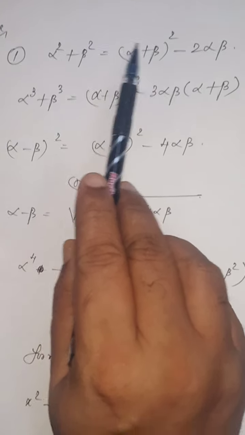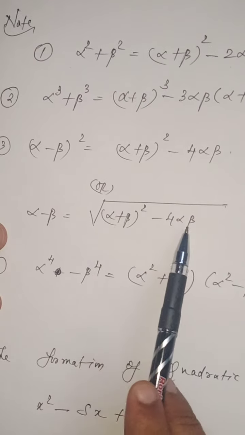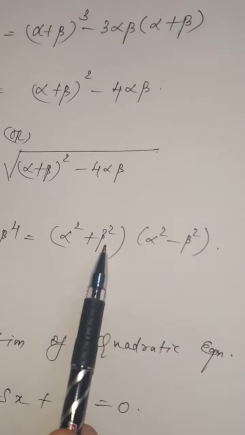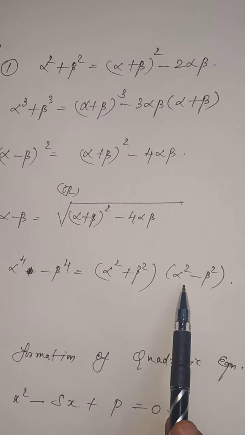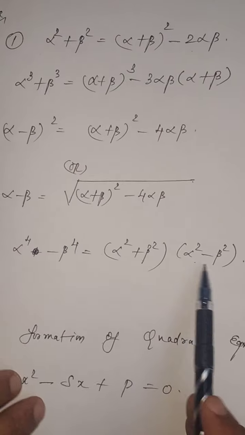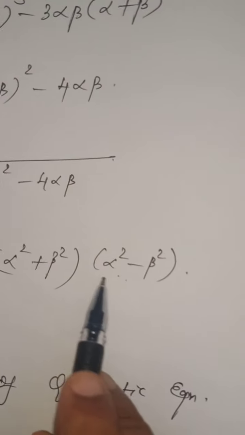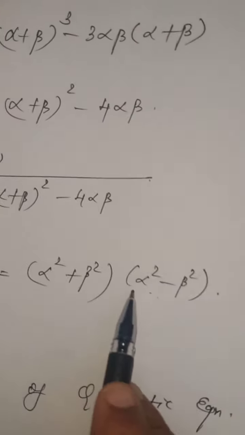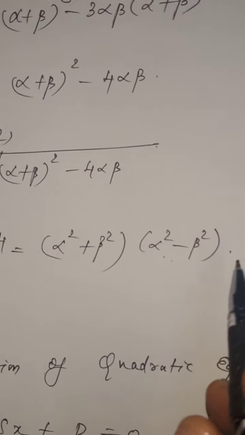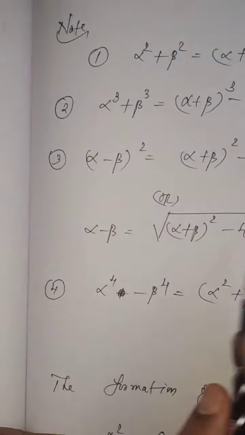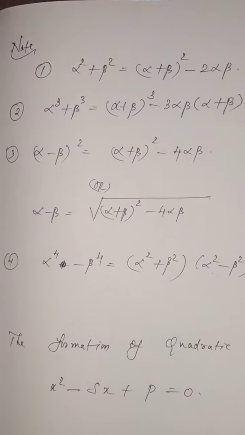Look at that right hand side: alpha plus beta, alpha beta, alpha plus beta, alpha beta. Here also alpha plus beta and alpha beta. Here alpha square plus beta square is there, but alpha square plus beta square can be written as alpha plus beta whole square minus 2 alpha beta. Alpha square minus beta square is alpha plus beta into alpha minus beta, because you know the identity a plus b into a minus b. Alpha plus beta we know, then alpha minus beta can be replaced by this formula. So each and every one is in terms of alpha plus beta and alpha beta. So learn all the 4 identities.